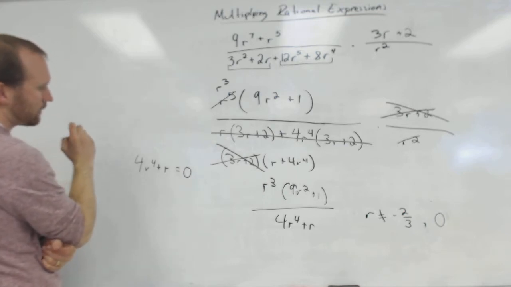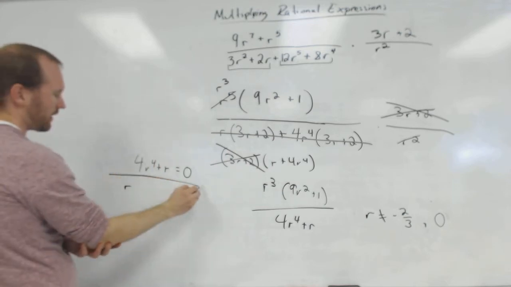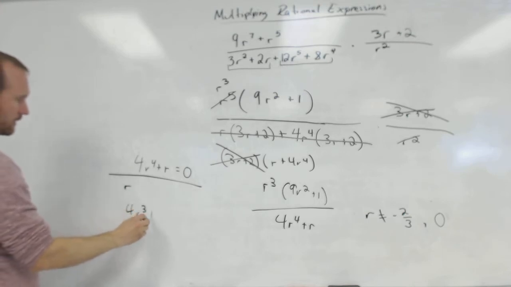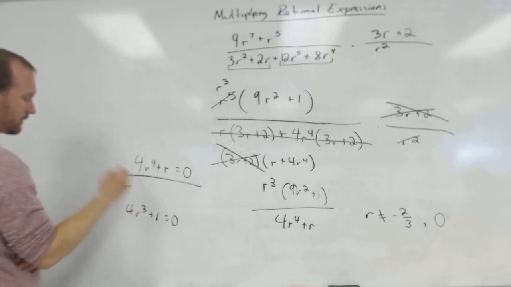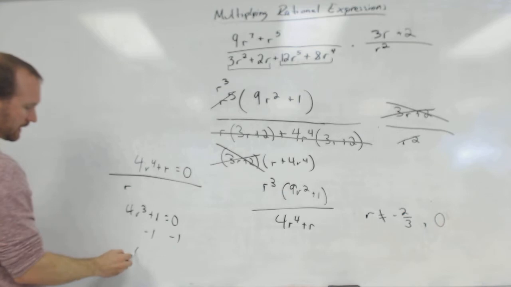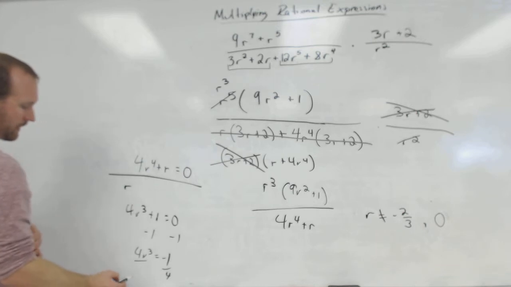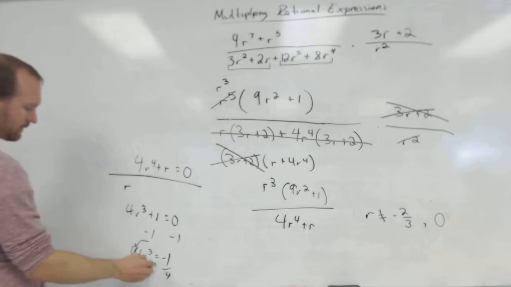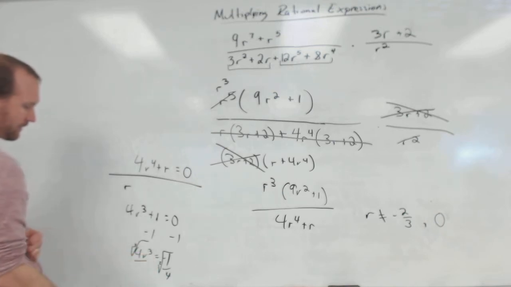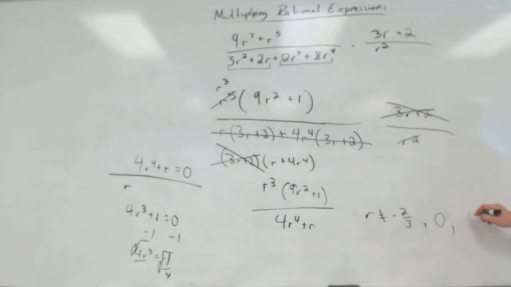So the trick to solving this is to recognize that if I divided by r, I would have 4r to the 3rd plus 1. And then I would subtract 1 on both sides. And then I would divide by 4. And then I would take the cube root to get rid of that cube. So technically one of my excluded values is the cube root of negative 1/4.